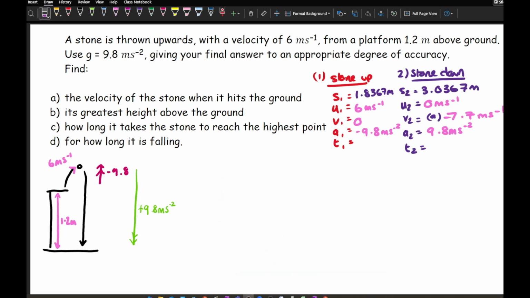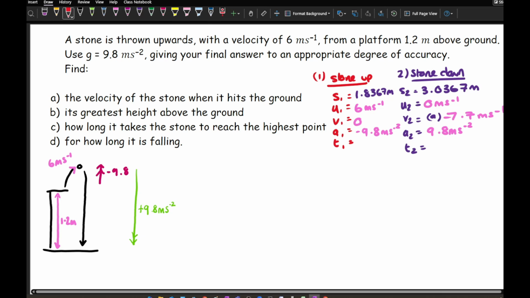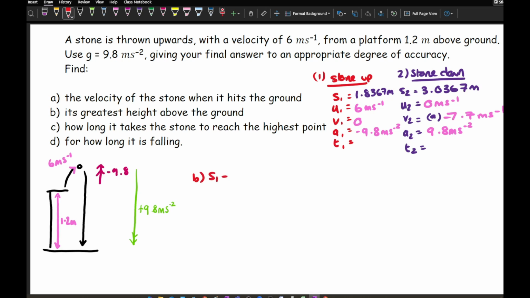Now moving on to question B. Question B says, what's the greatest height above the ground? Well, for B, it's going to be S1 plus S2. Actually, it's not going to be S1 plus S2. It's going to be just S2. And so the answer for B is what I've already worked out, which is 3.0367, which I'll give to 1 decimal place. So it's 3 meters to 1 decimal place.